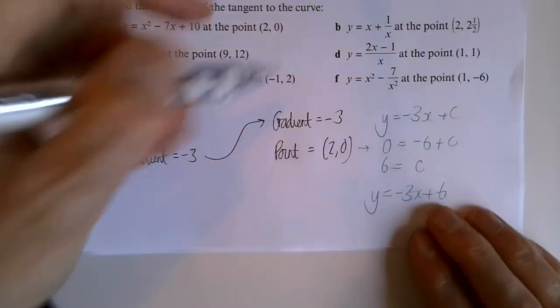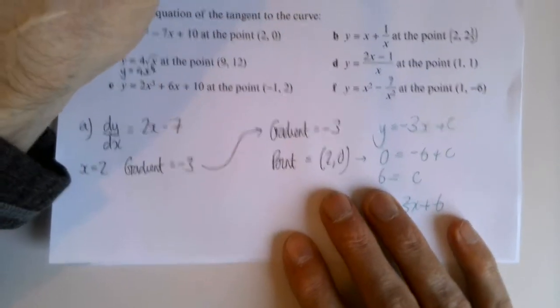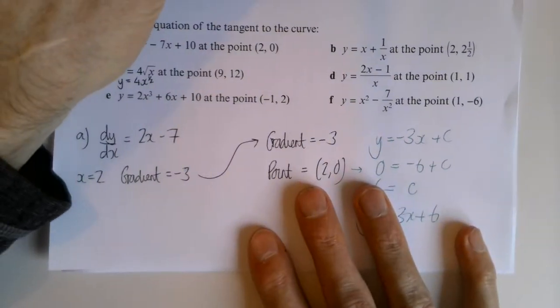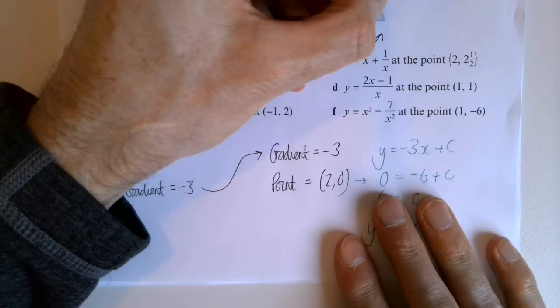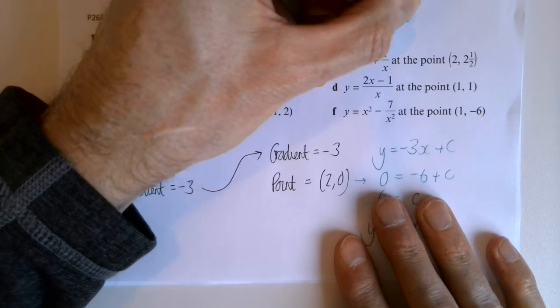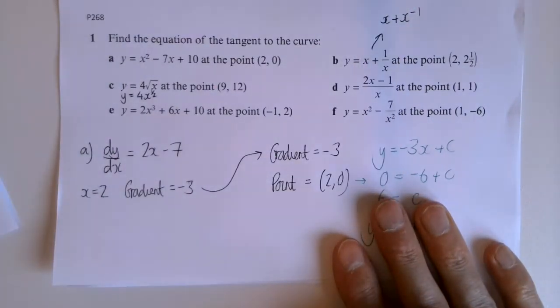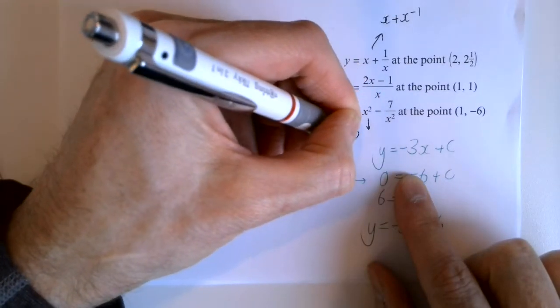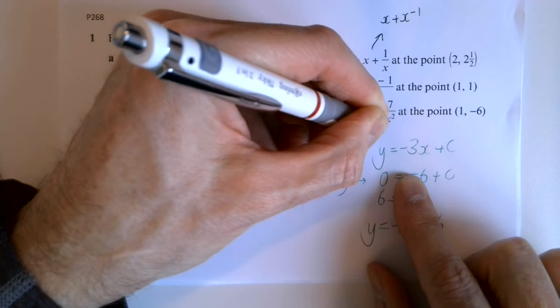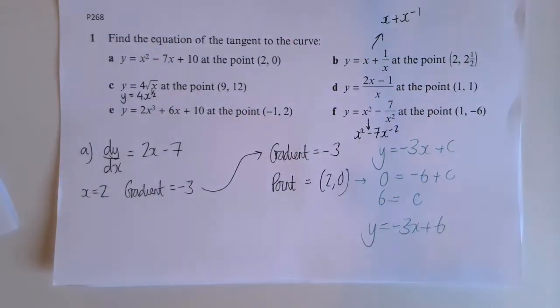Now we won't do these three, but you can find them on page 268, and you may well want to do that. With this one, make sure you rewrite it as x plus x to the minus 1 before you differentiate it. And with this one, make sure you write it as x squared minus 7x to the minus 2 before you try and differentiate it.